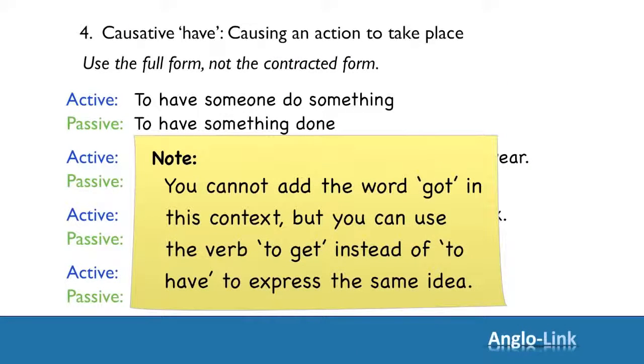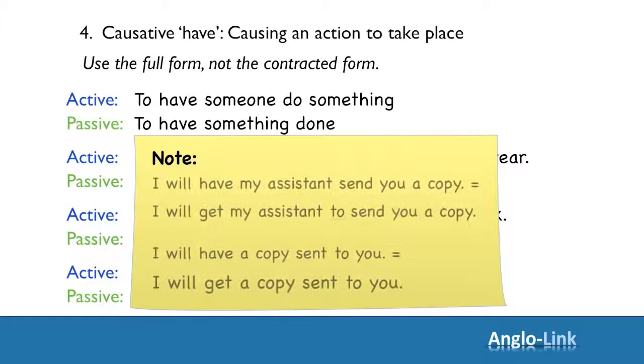Note that you cannot add the word got in this context, but you can use the verb to get instead of to have to express the same idea. For example, instead of I will have my assistant send you a copy, you can say I will get my assistant to send you a copy. Notice that after get we use the infinitive with to. And in the passive form, I will have a copy sent to you, or I will get a copy sent to you.